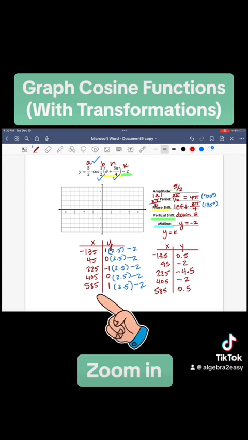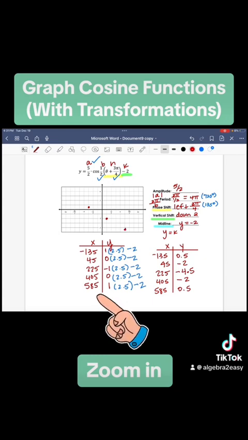Now you are ready to graph. You have -135, which is -3 pi over 4. You know that's going to be in between -pi over 2 and -pi. So we're going to go up 1/2 a unit. 45 degrees. That's going to be in between 0 and pi over 2. That's down at -2. We then have 225, which is going to be in between pi and 3 pi over 2. That's going to be down at -4.5.